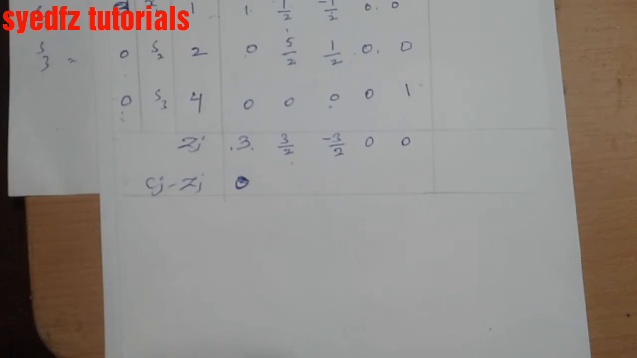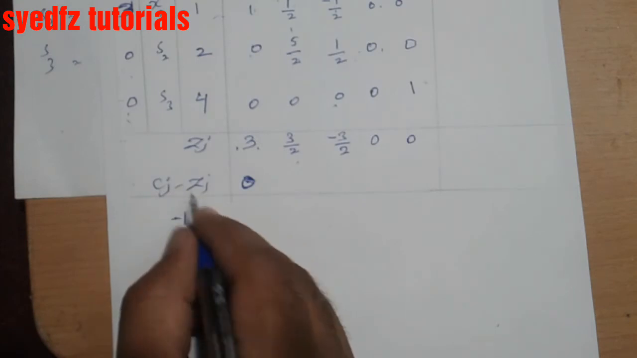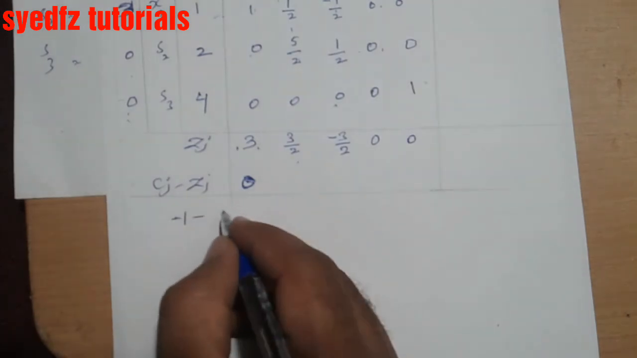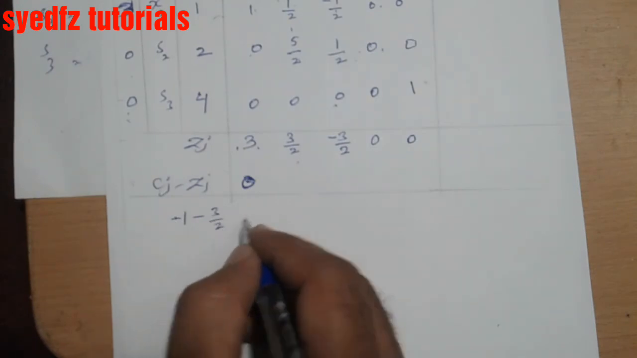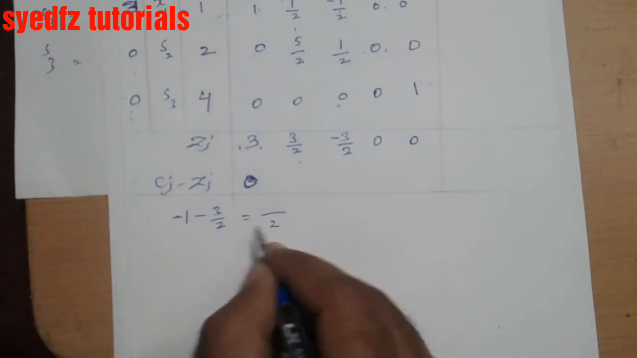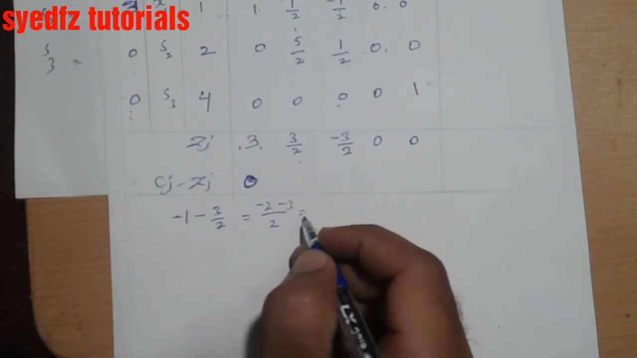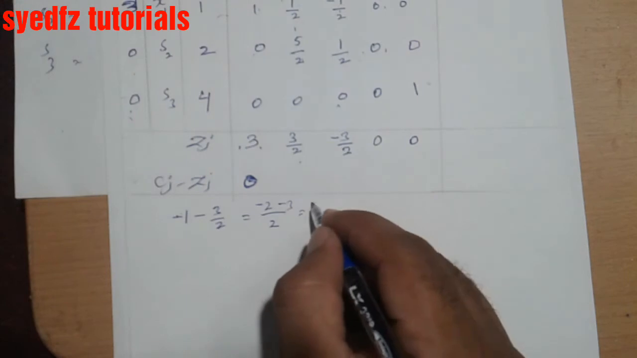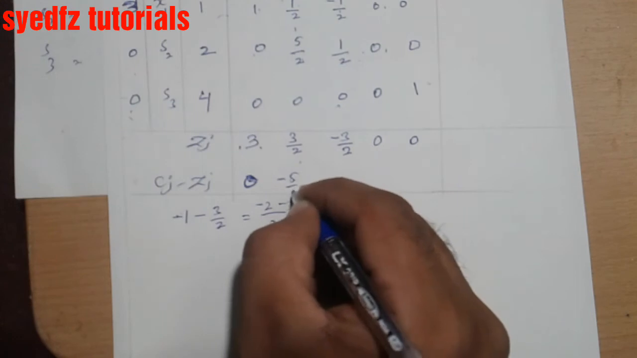So minus 1 minus 3 by 2, how will you take this one? Like minus 1, this is the minus, and this is 3 divided by 2. How will you take it? You will take the LCM first. LCM is 2. 2 ones are 2, this is minus 2. This is minus 3. Means total minus 5 divided by 2. So here minus 5 divided by 2.